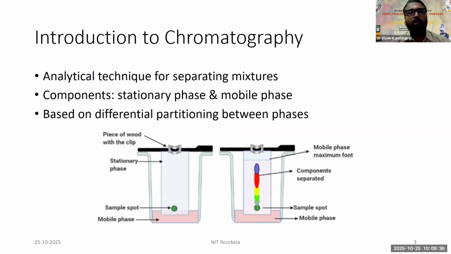Before entering into the advanced level, I would like to start from the beginning with a small introduction: what is chromatography? What do you mean by chromatography? Chroma means color, color grading. Chromatography means based on the colors you will identify the different analytical substances present in your food material. This is an analytical technique for separating a mixture. Chromatography altogether is combined, a separating mixture.